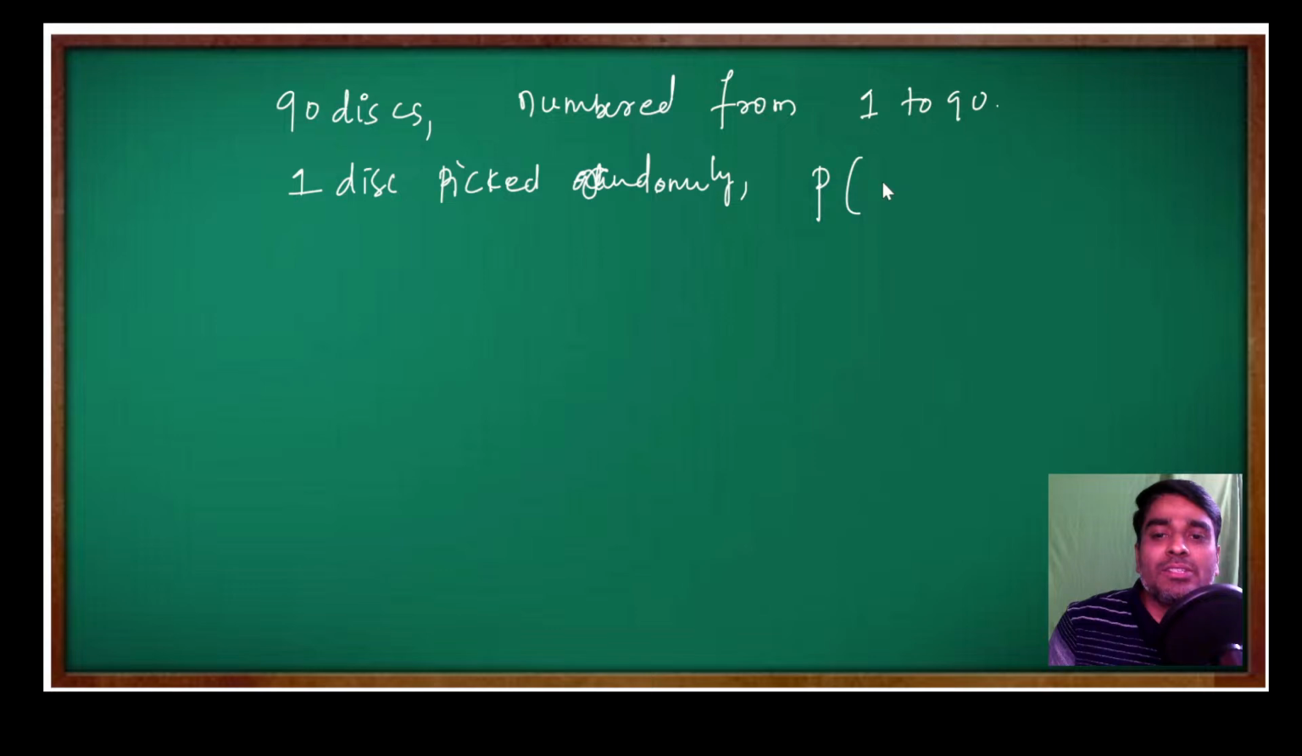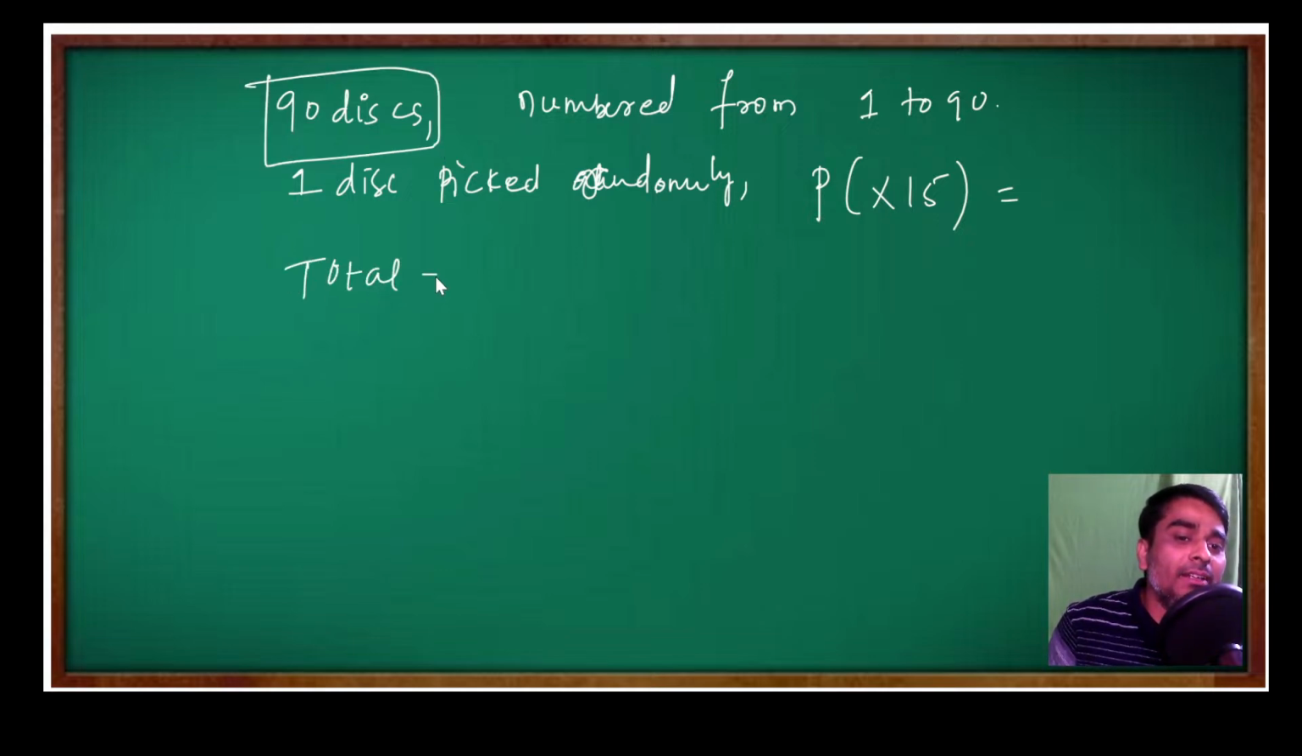Probability of multiples of 15 is the question. Come on, do it. Let's see. First, how many discs are there? 90 discs, which means the total is 90. Total here is 90, numbered from 1 to 90.